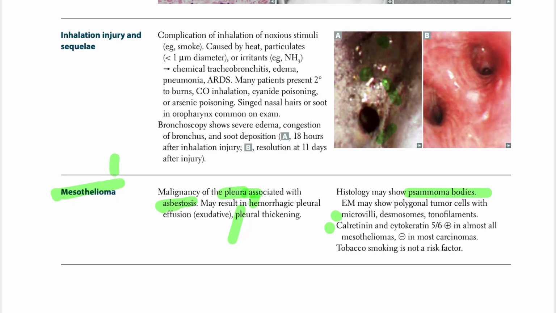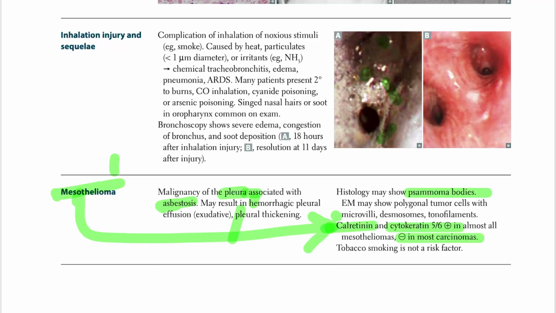So maybe make a mnemonic out of this. I don't know how, but calretinin plus cytokeratin, all mesotheliomas. Okay, I'll make some mnemonic out of this and post it in the group. Or if you guys can make some mnemonic, that would be great too. These things are associated with mesotheliomas.